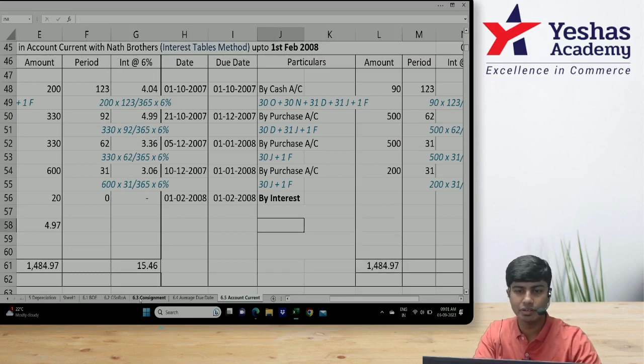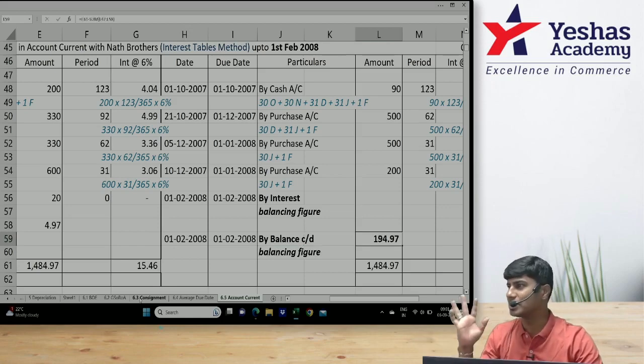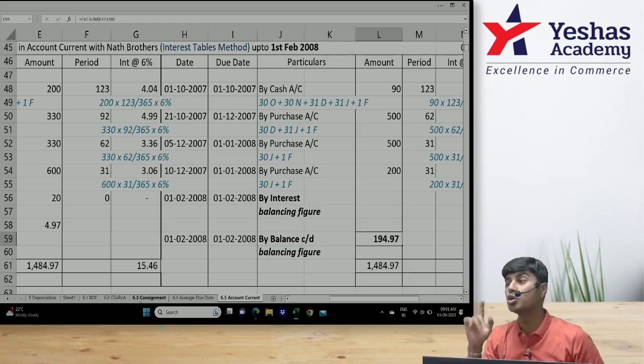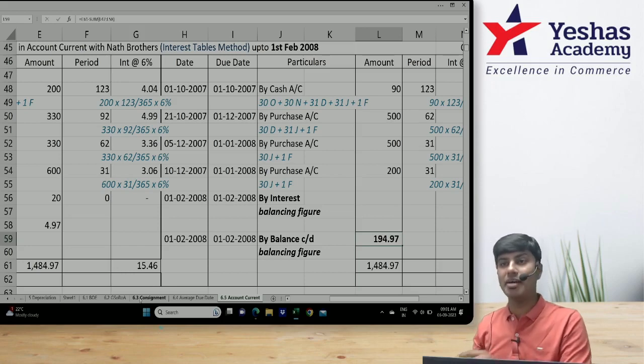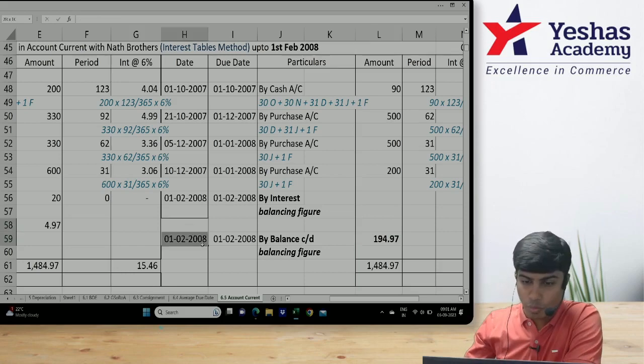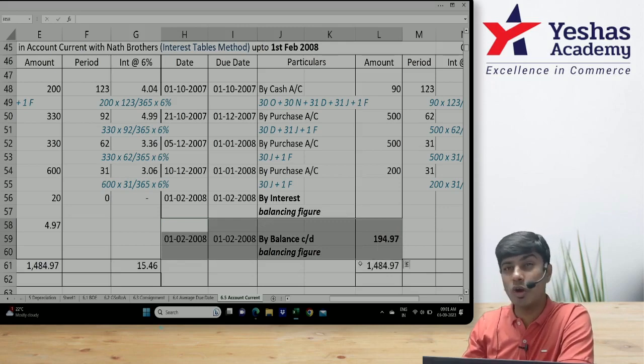1484.97 is the balancing figure. What do we get? 194.97. This is a debit balance. Who is preparing this? Nath Brothers. Nath Brothers will give this to Shyam, and Shyam has to pay 194 rupees 97 paisa. Shyam has to pay how much? 194 rupees 97 paisa. To whom?